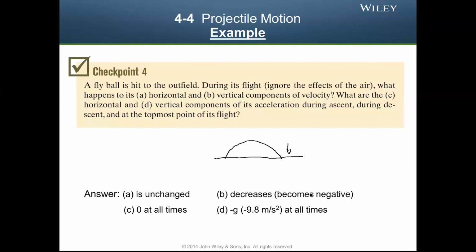Now it's asking what happens to the vertical component of velocity. This says it decreases, becomes negative. I'm not sure how they're wording this exactly, but on the initial ascent going upwards, the velocity is decreasing but positive. As it descends on the second half of the trajectory, the velocity is increasing but negative, right? Which is, I think, what this is trying to say.